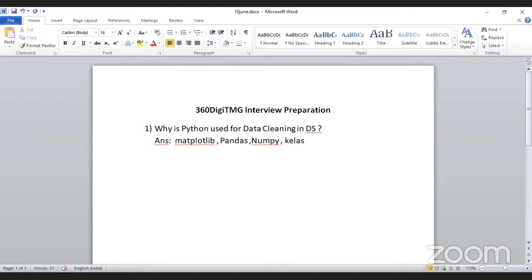These are all inbuilt libraries Python provides us to make data in a good format so data scientists can work and get good accuracy. There is SciPy also. These all are used for data cleaning.